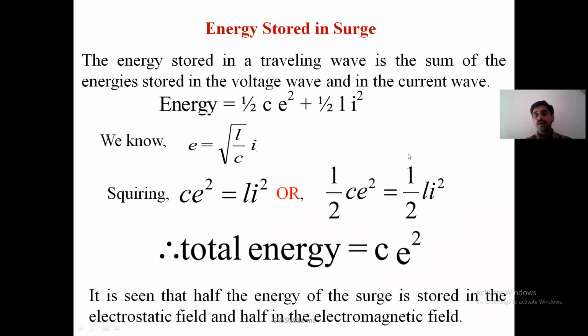So we can write half CE square is equal to half LI square. The total energy is equal to CE square, because half will be stored in the capacitance and half will be stored in the inductance. We've seen that half of the energy of the surge is stored in the electrostatic field and half of the energy is stored in the electromagnetic field.